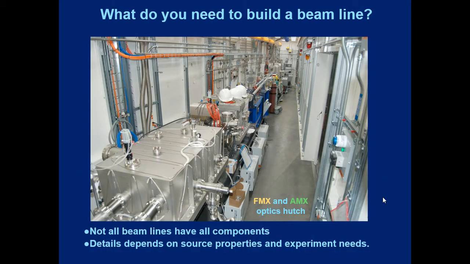Not all beam lines have all the same components. This is what FMX and AMX optics hutches look like. You can see here, this is the tube where the beam comes in. So the beam comes down from the main ring through this wall, and within these boxes here, these contain mirrors and focusing equipment and monochromators and all kinds of equipment that helps to focus the beam energy, change the wavelength, and give us the exact energy that we need. Okay.